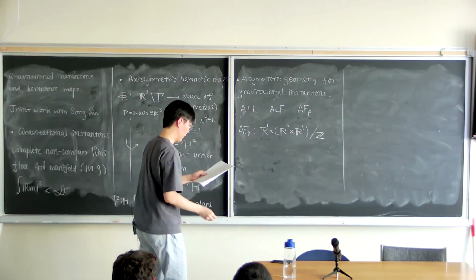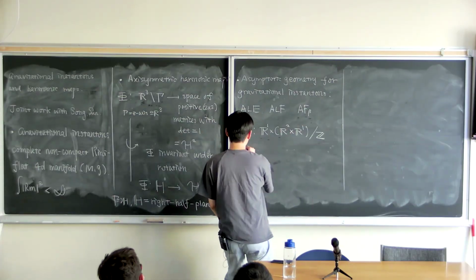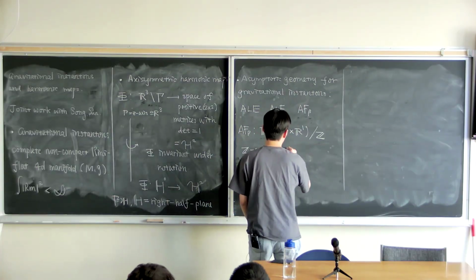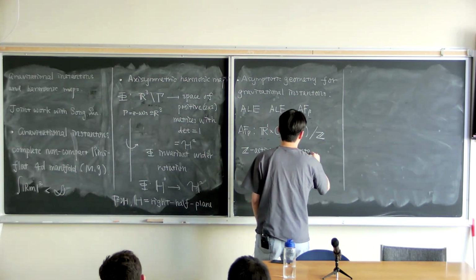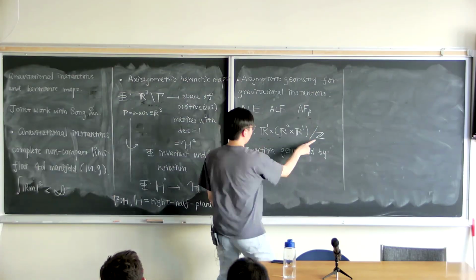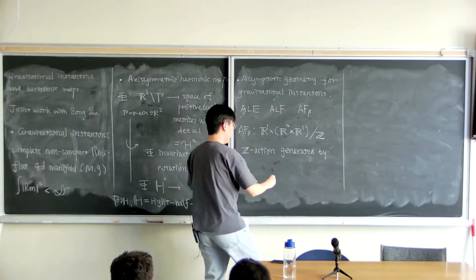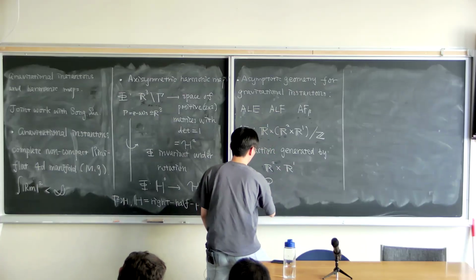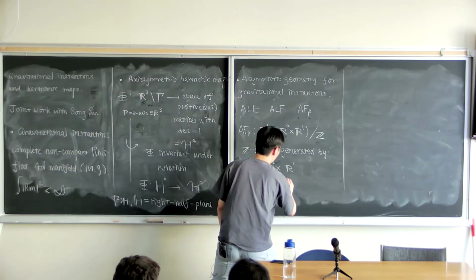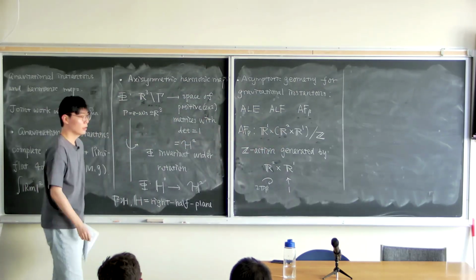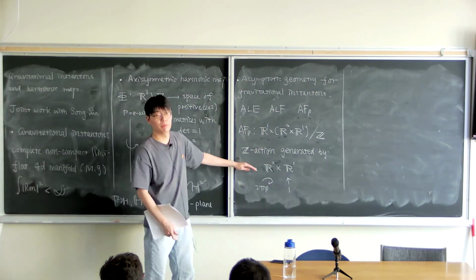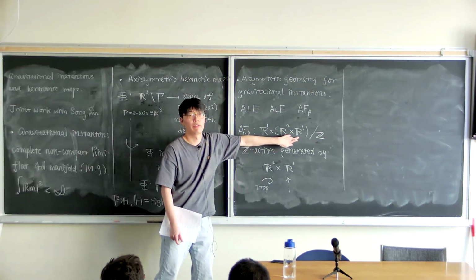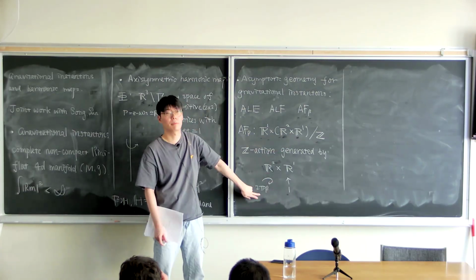And what is this Z quotient here? This Z action is generated by the following: the Z action acts on R2 cross R1, and the generator of the Z action acts as a rotation on R2 by 2 pi beta and a translation on R1 by 1. So that is going to be the generator of my Z action. It's a rotation on the R2 factor and a translation on the R1 factor. It's translation by 1 and rotation by 2 pi beta.